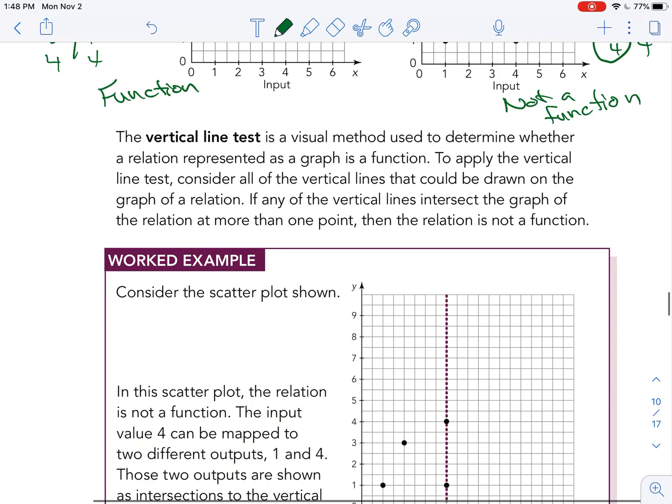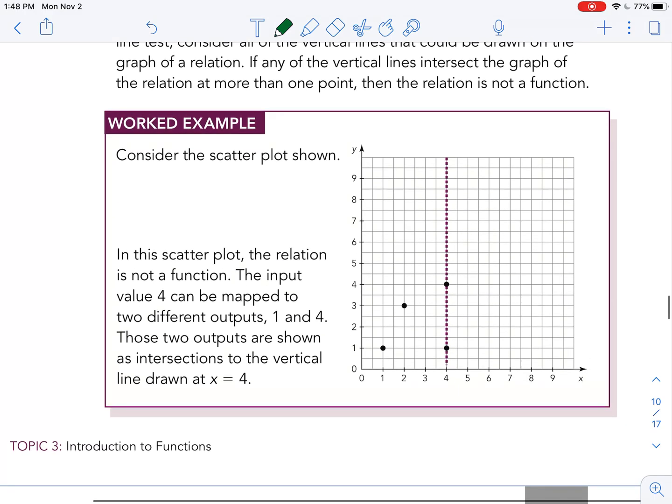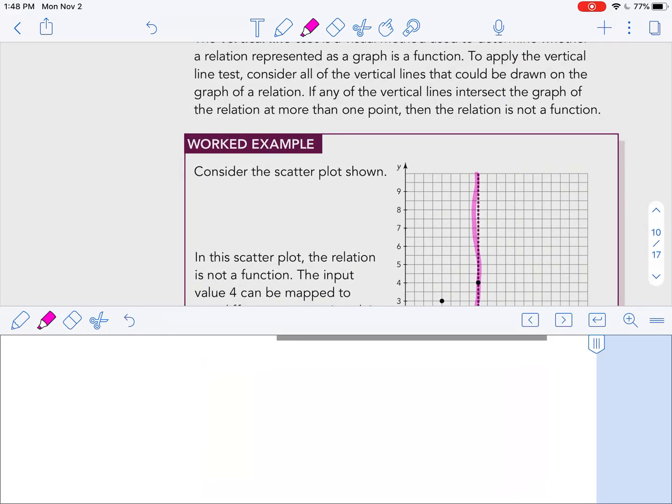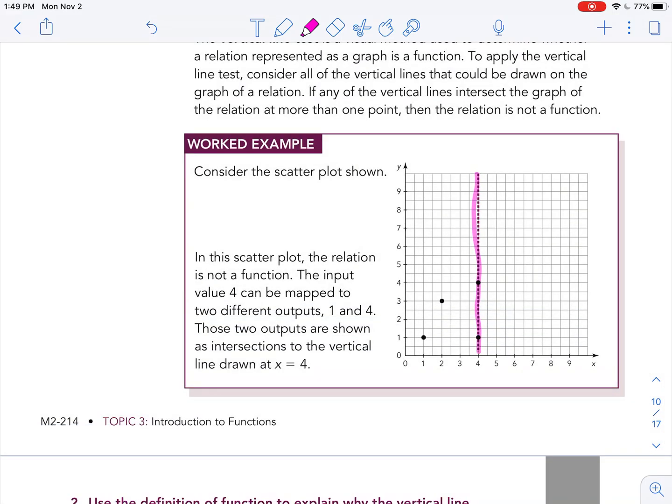Okay, so a vertical line test is a visual method used to determine whether the relationship represented as a graph is a function. Now, all you have to do, boys and girls, is draw a vertical line. Right there. Did it hit more than one point at a time? It did hit more than one point. Right here it hit a point, and right here it hit a point. That means it's not a function.